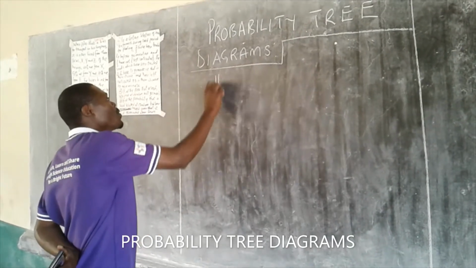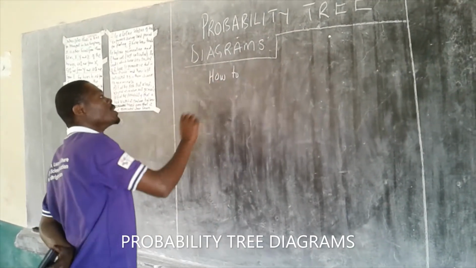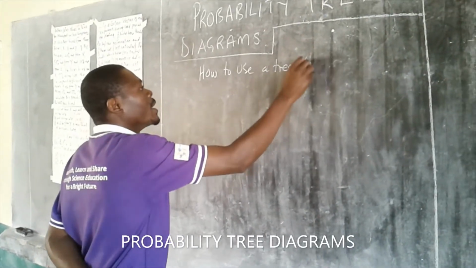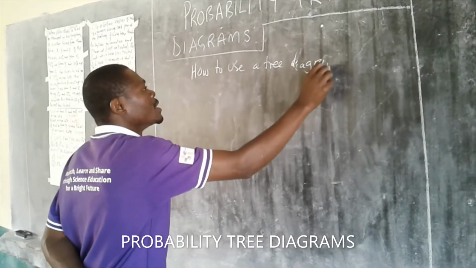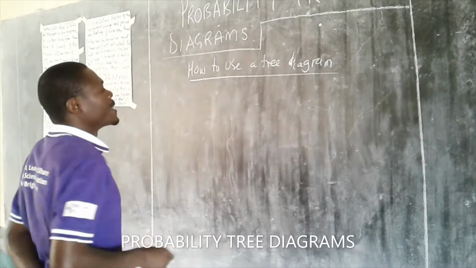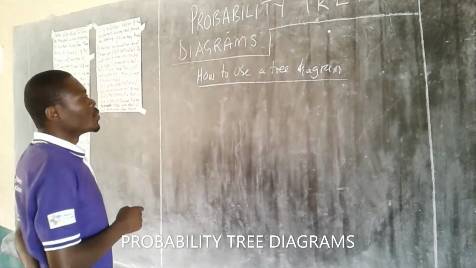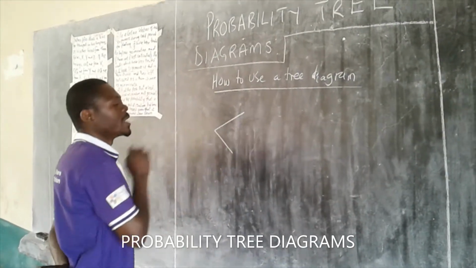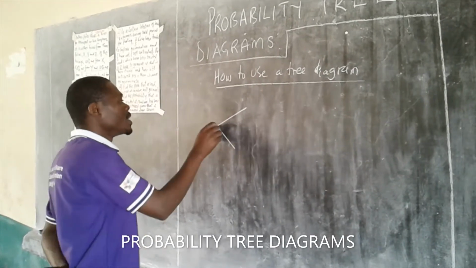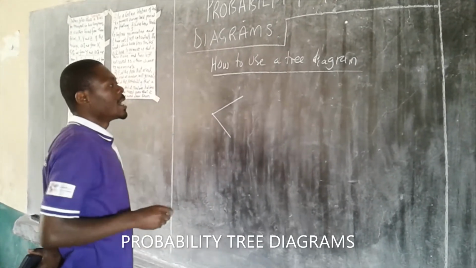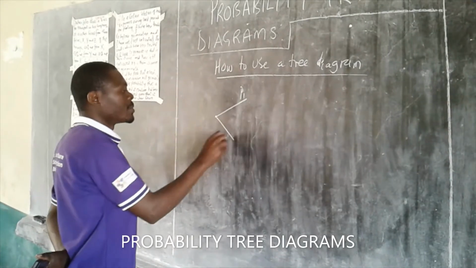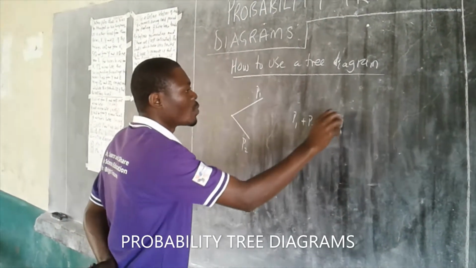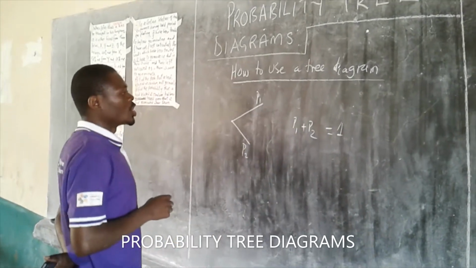And this is how we are going to use a tree diagram. When a tree diagram is drawn, you ensure that where the two branches meet, the probability here plus the probability here, P1 plus P2, should give us 1. So that will be a check.